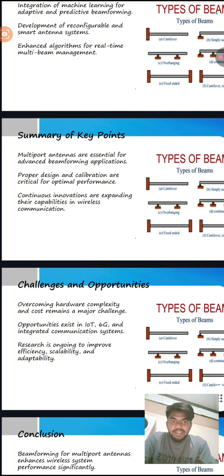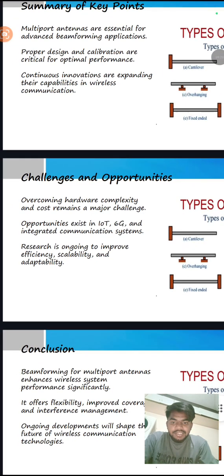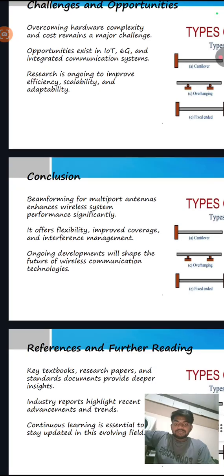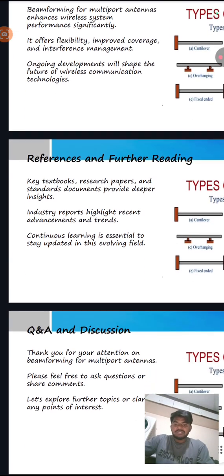Challenges and opportunities. Overcoming the hardware complexity and the cost remains a major challenge. Opportunities exist in IoT, 5G, and integrated communication systems. Research is ongoing to improve scalability and adaptability. Conclusion: beamforming for multiport antennas enhances wireless system performance significantly. It offers flexibility.